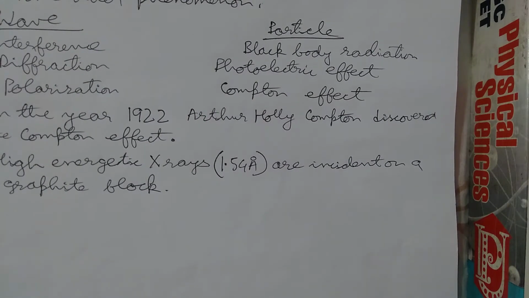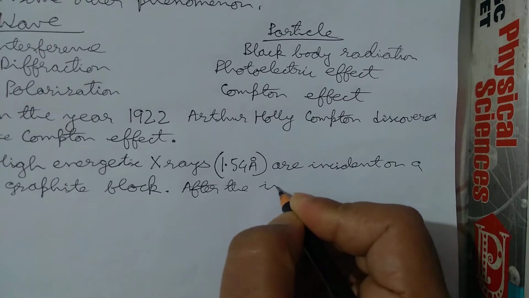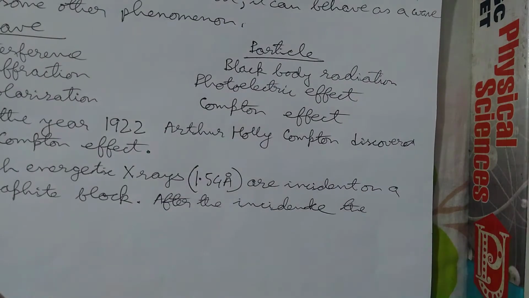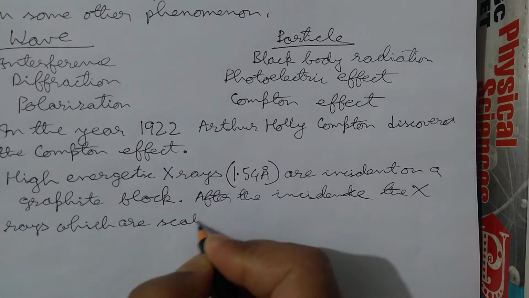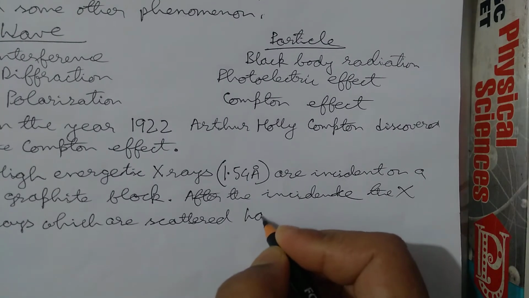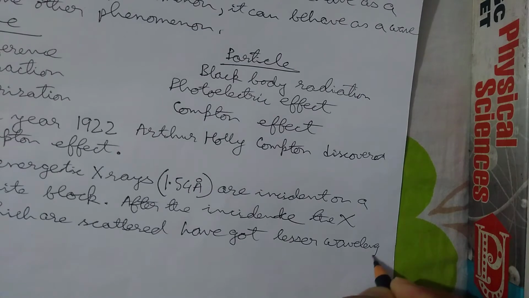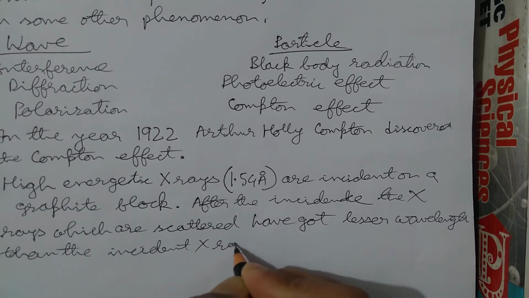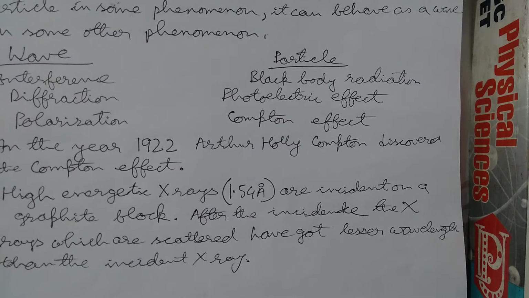Then after the incidence, what happens? The X-rays which are scattered have a greater wavelength than the incident X-ray. So here lies again a discrepancy: there is a wavelength difference between the incident ray and the scattered ray.